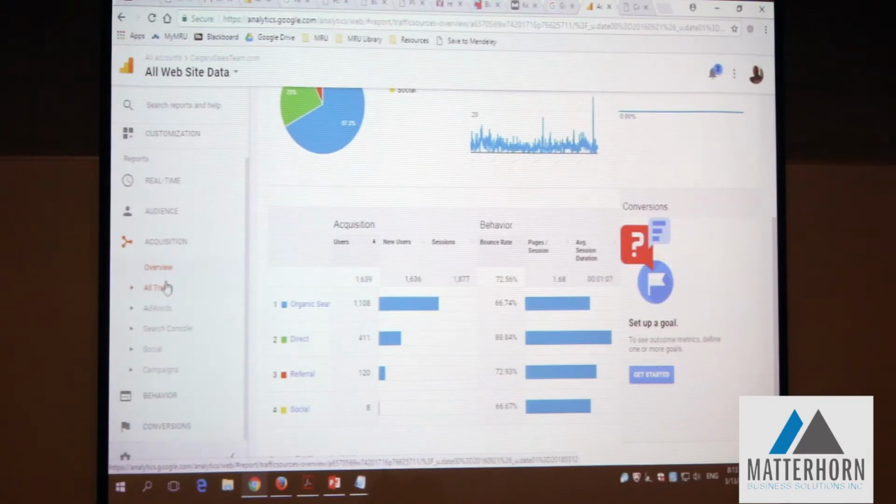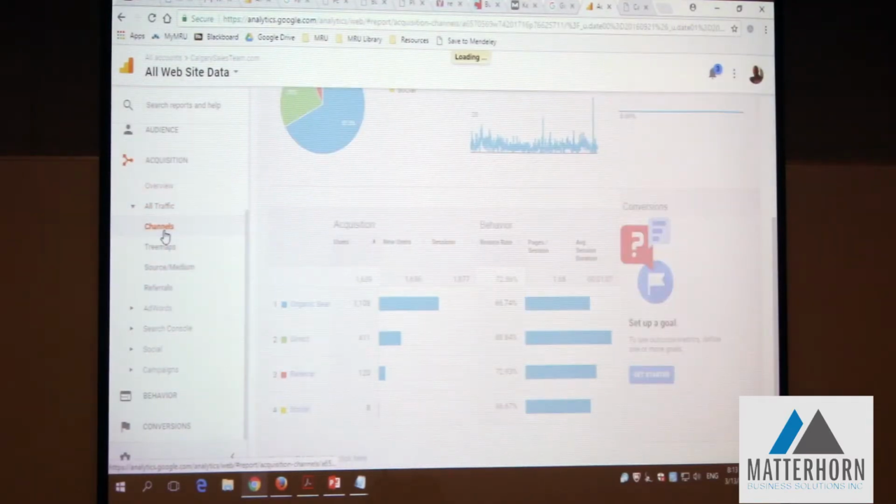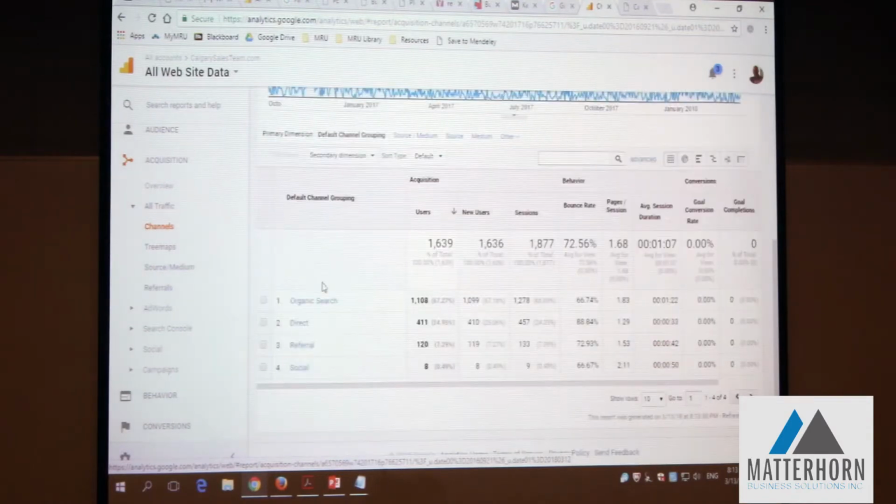So if we do all traffic channels, okay, organic search, there's your 67%. Organic people are spending 1:22 on my site, whereas direct are only spending 33 seconds. Referral spending 42 and social spending 50. It shows that of these four, organic search is the most important, right? And if I was doing Google Ads, it would show up here, and because I have them connected. If I didn't have them connected, it wouldn't show me a lot of information. It wouldn't show me average session duration and a few other things.